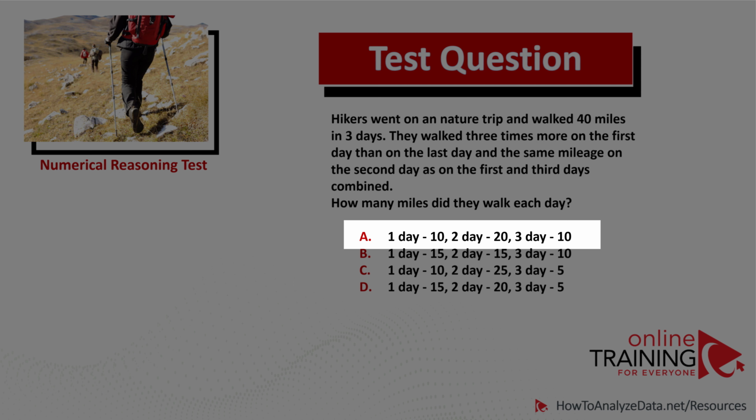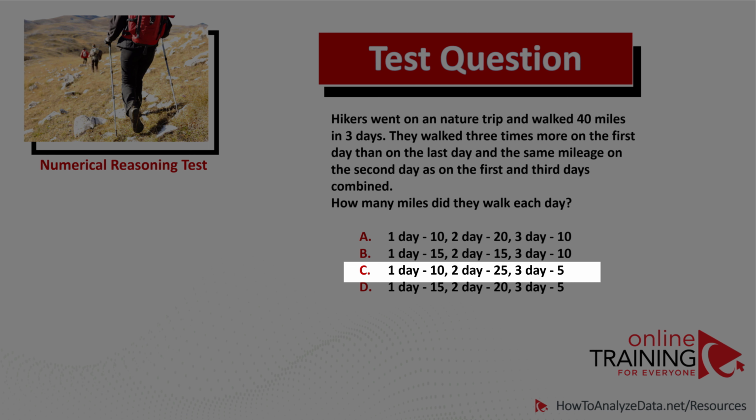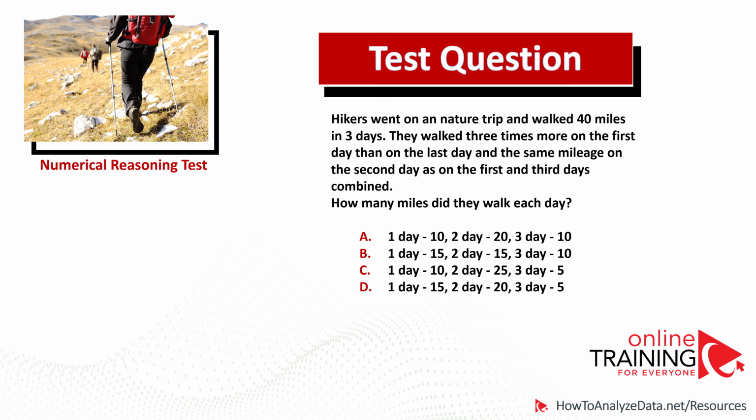Choice A, 10 miles first day, 20 miles second day, and then 10 miles third day. Choice B, 15, 15 and 10. Choice C, 10, 25 and 5. And choice D, 15, 20 and 5. Do you think you know the answer? Let's see how we can get to the formula and the correct answer together and solve this challenge quickly.